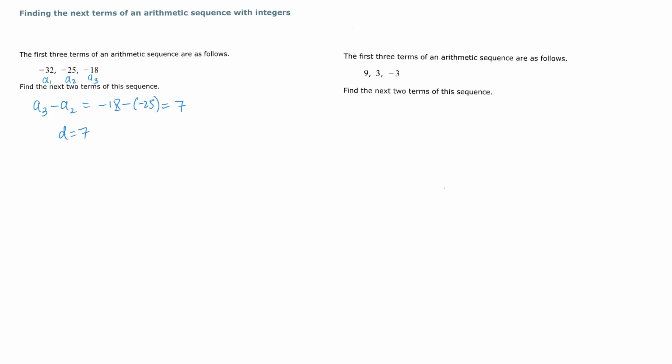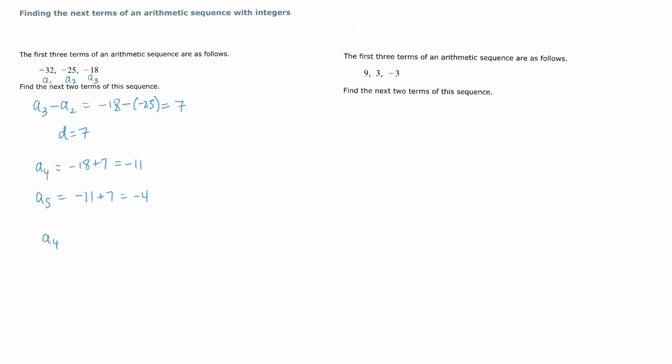And of course, you could actually do a sub 2 subtract a sub 1, and you're going to realize you get 7 as well. So if you just add 7, you get a sub 4. A sub 4 is negative 18, add 7, and of course, that's negative 11. And then a sub 5 is equal to what? A sub 5 then would be, you take a sub 4, which is negative 11, and then add 7, which is equal to negative 4.